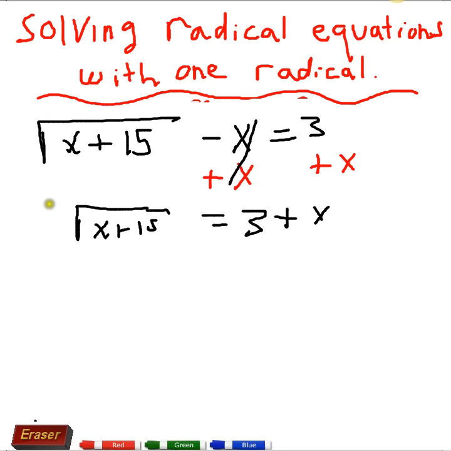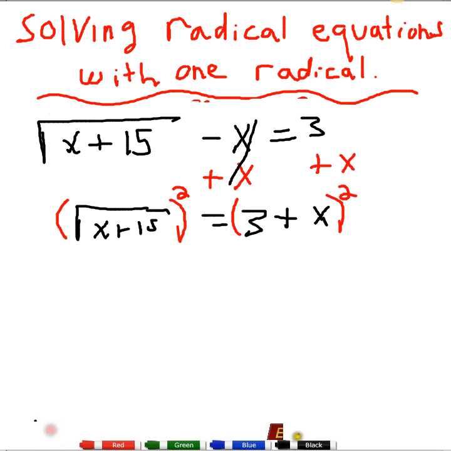So here we have to get rid of the square root. How did we do that last time? You just square it. But you have to do the same thing to the other side as well. In this case, we have to put parentheses around it because we're squaring the entire side. You can't just square the 3 and then square the x. You have to put parentheses and square the entire side. So that and that cancel.